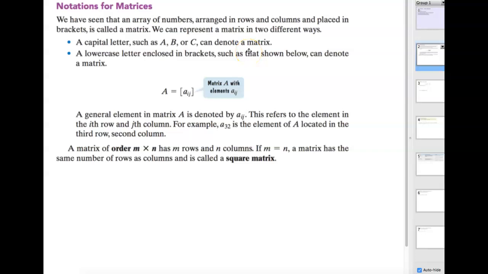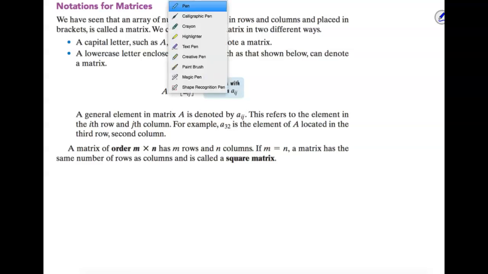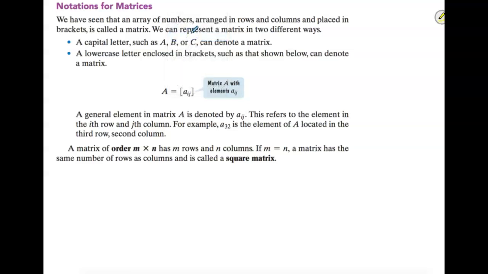All right, this lesson is the first day of our matrices unit. These are the definitions of what a matrix looks like, so some of the notations. So when you see a matrix, it's going to have rows and columns. So it's arranged in rows and columns, placed with brackets.